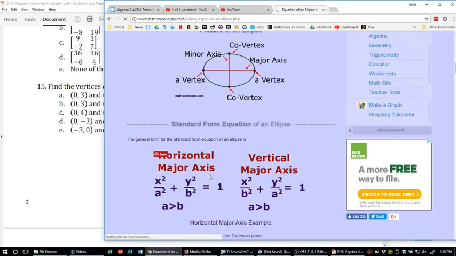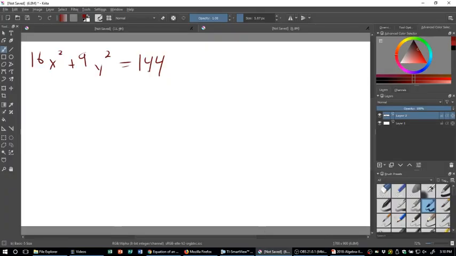For us, well, we need to figure out which one it is. A is always going to be the bigger number if you're talking about an ellipse. But notice both equations are equal to 1. The equation that they gave us is equal to 144. So this is not really in a good position to figure that out yet, unless we divide everything by 144, because we really need to see this equal to 1 to figure out what's going on.